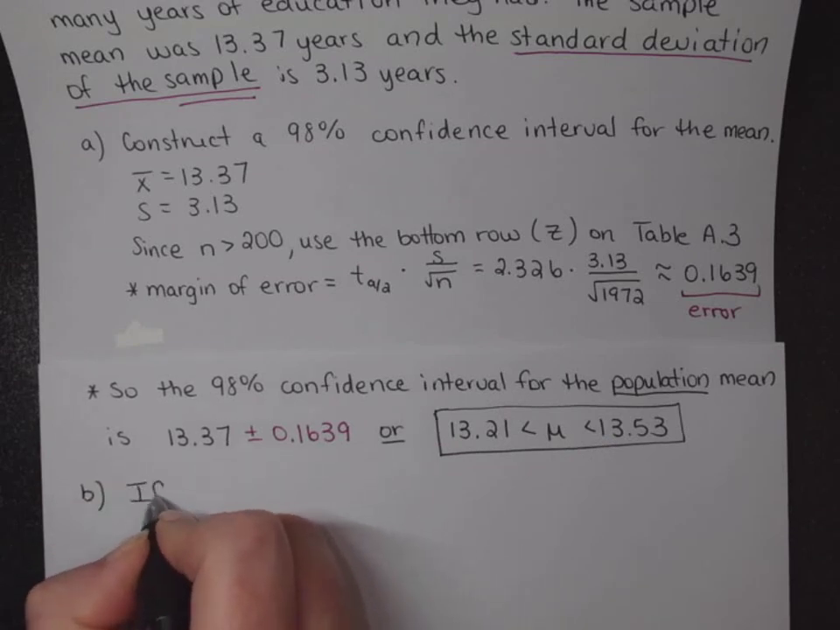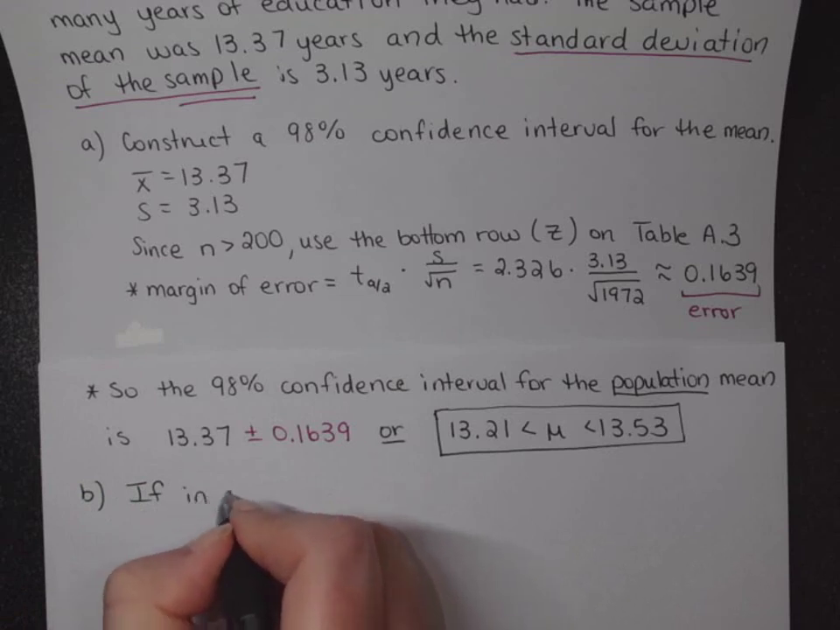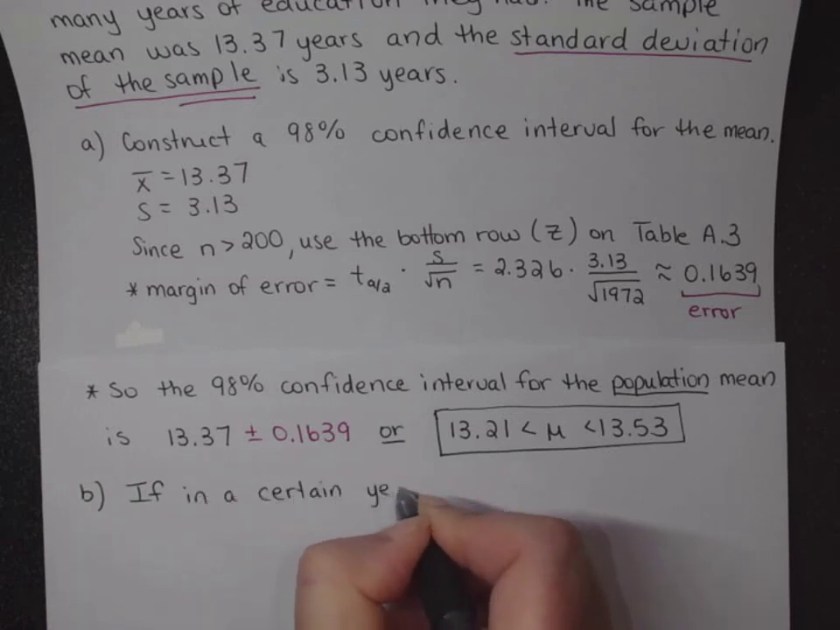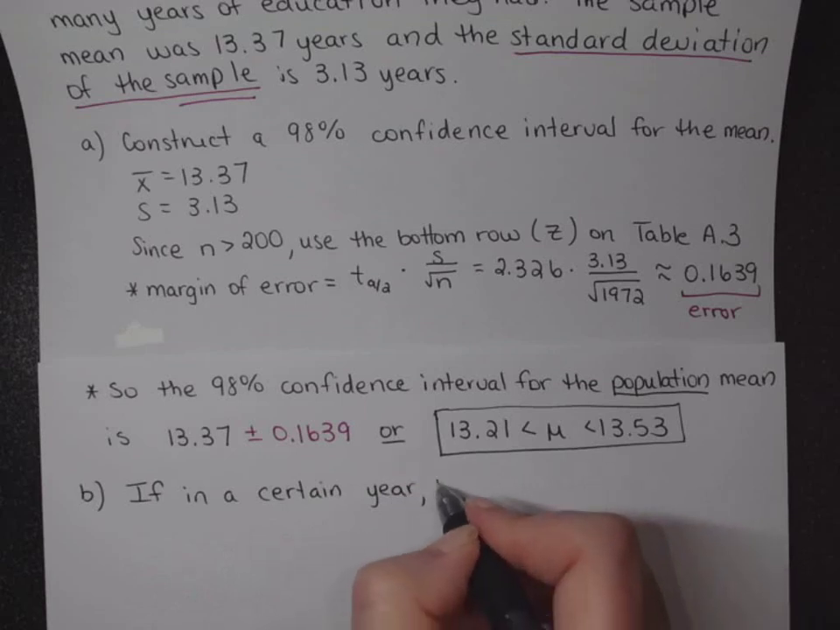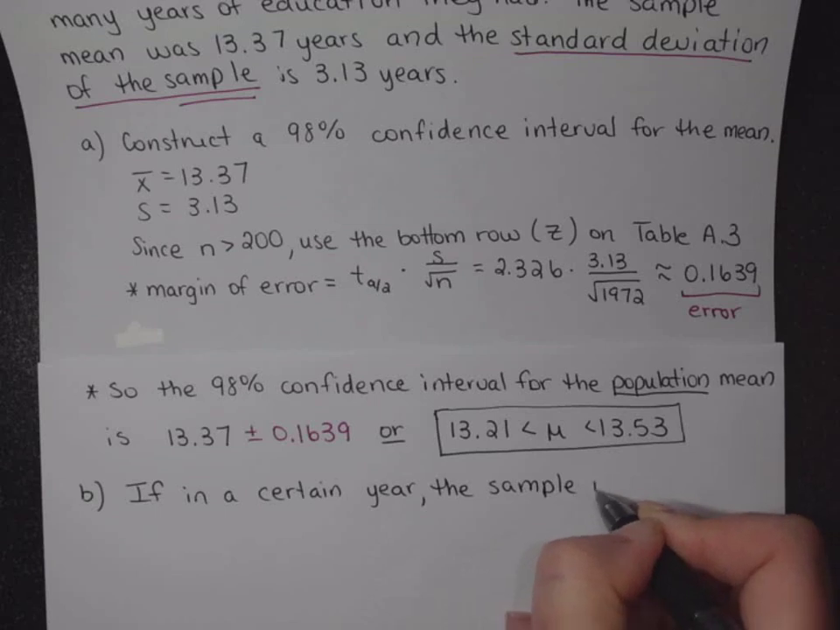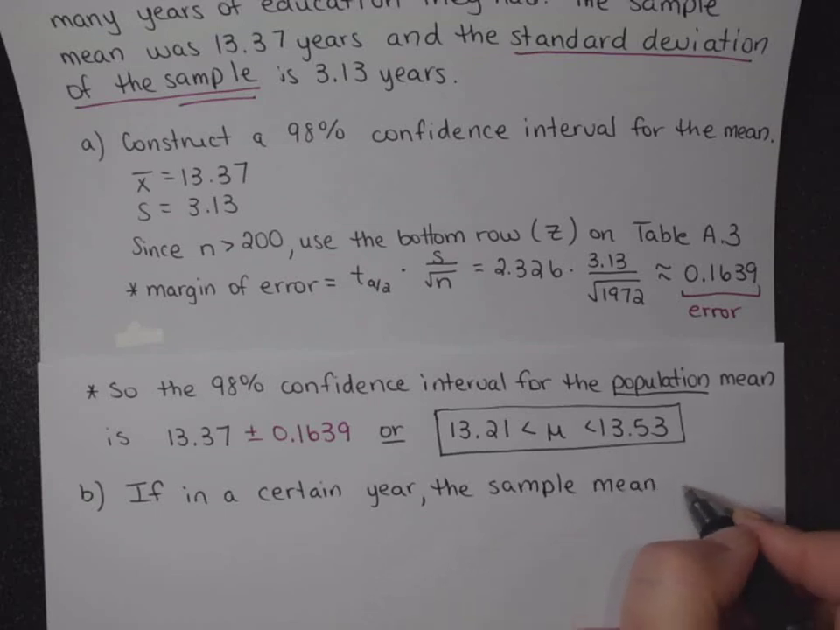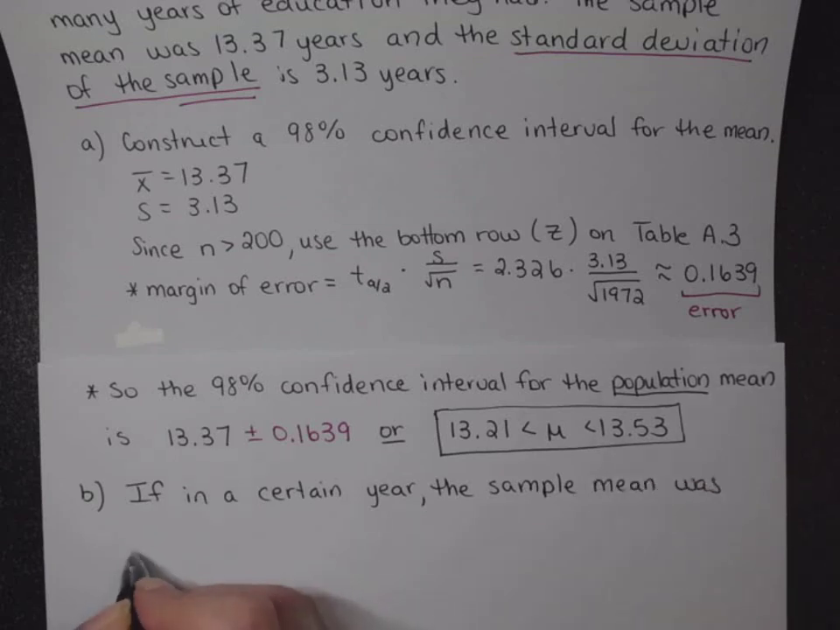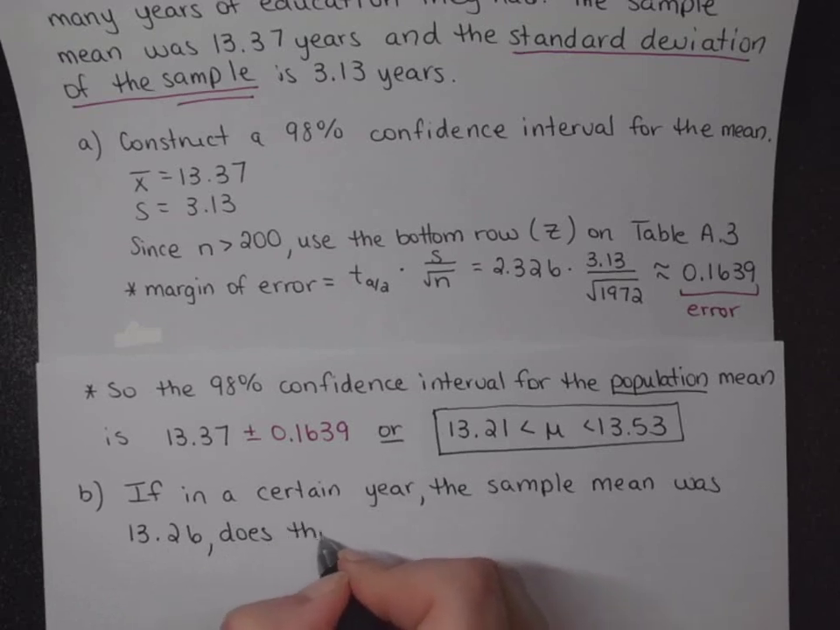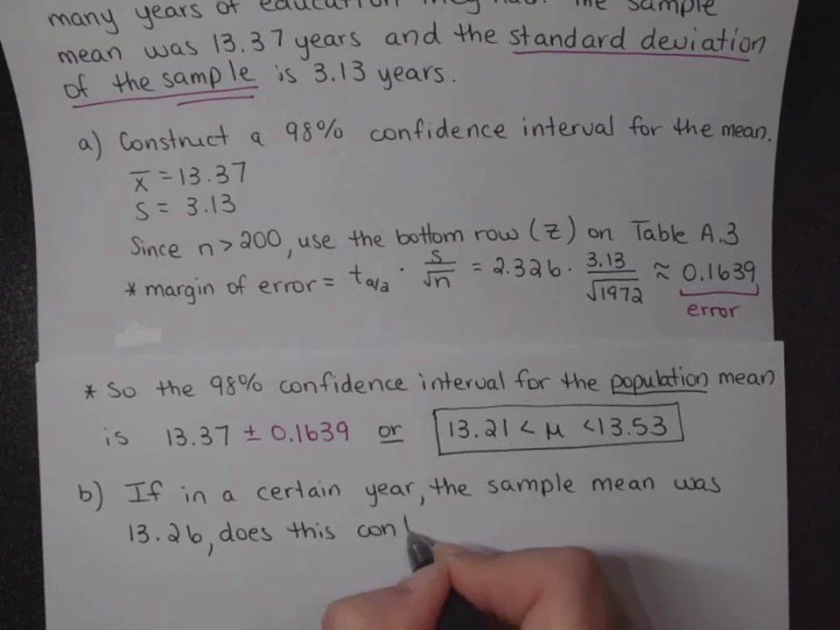Okay, so let's use that to answer a question which I haven't really made you do yet. Let's say that in a certain year, the sample mean of the years of education for that year of adults was 13.26. And my question is, does this contradict the confidence interval we set up?